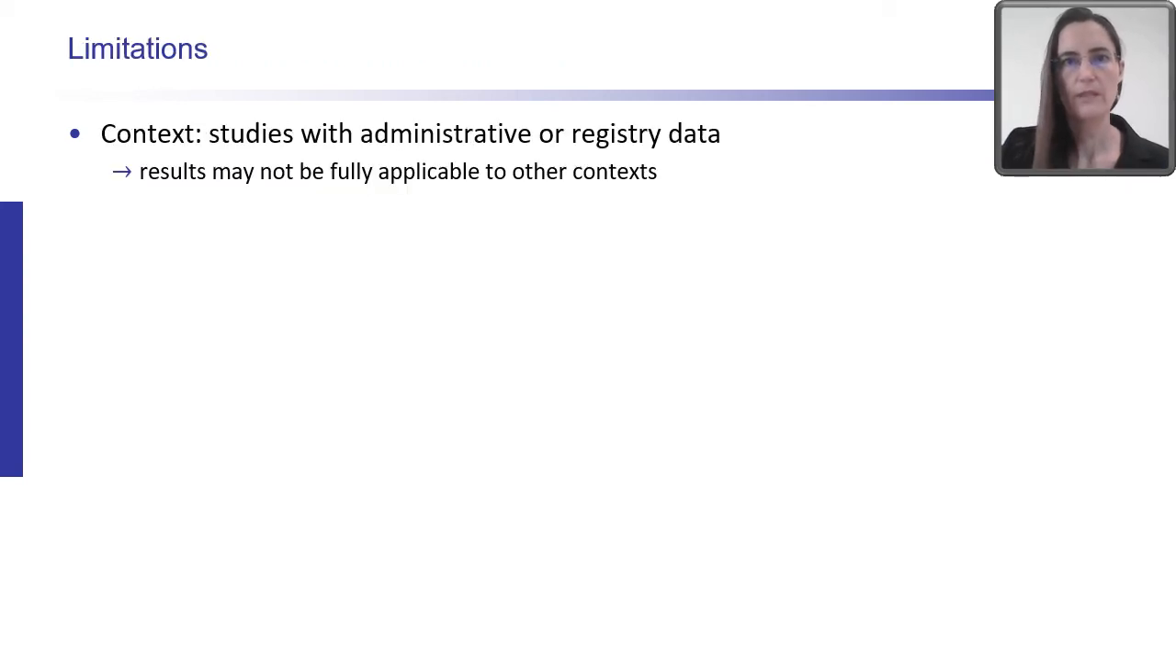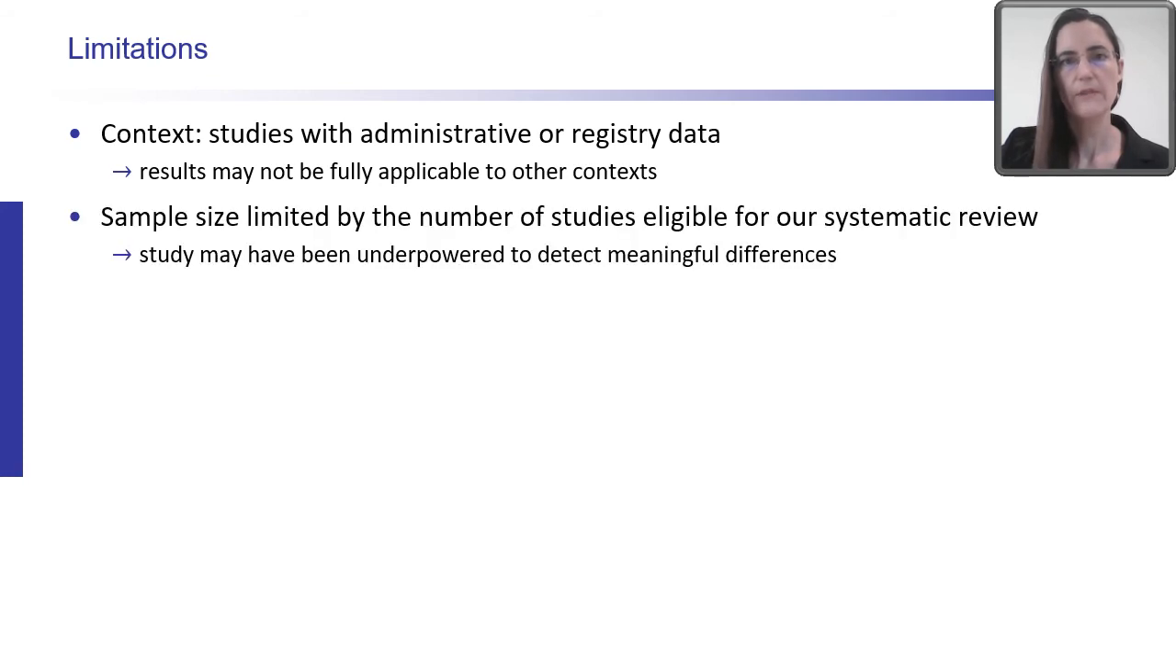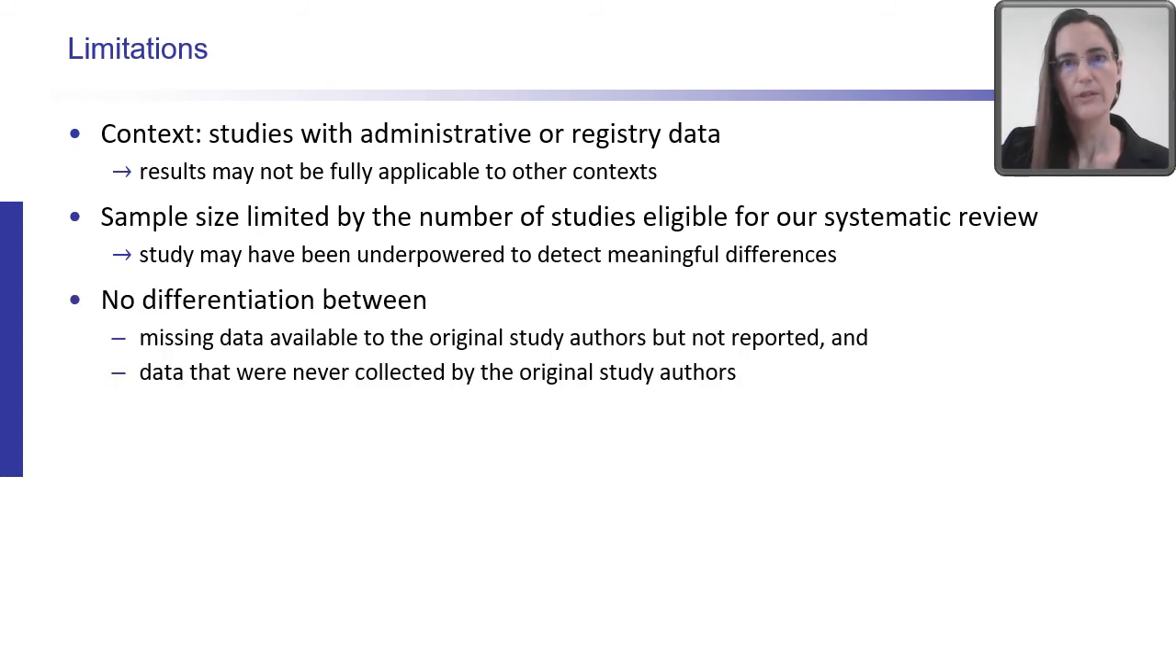This study was limited in several ways. First, the context was a systematic review of studies with administrative or registry data, so the results may not be fully applicable to other contexts. Second, the sample size was limited by the number of studies eligible for our review, and the study may have been underpowered to detect meaningful differences in the rate outcomes. Third, we did not differentiate between missing data available to the original study authors but not reported, and data that were never collected.